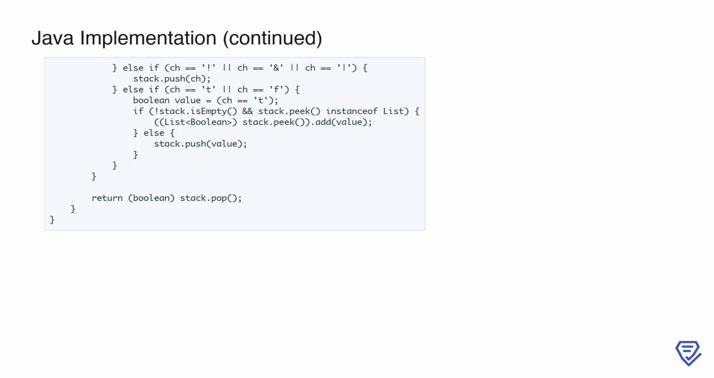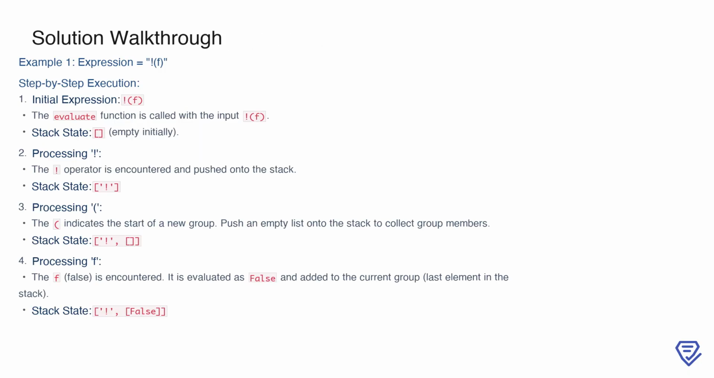We pop and return this result as the output of the evaluate method. This approach leverages the stack to handle nested structures and ensures that each operator is applied to the correct group of values, maintaining the integrity of the Boolean logic throughout the evaluation process. In this example, we are evaluating the expression !(f).